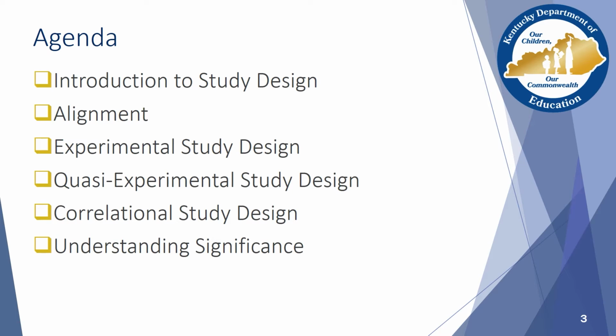The agenda for this webinar is on the screen. We will begin with an introduction to study design and a discussion regarding this webinar's alignment to existing statutes, regulations, and guidance. Then we will discuss the three broad categories of study design mentioned in the Every Student Succeeds Act, ESSA: Experimental Study Design, Quasi-Experimental Study Design, and Correlational Study Design. Finally, we will review the principles of statistical significance.